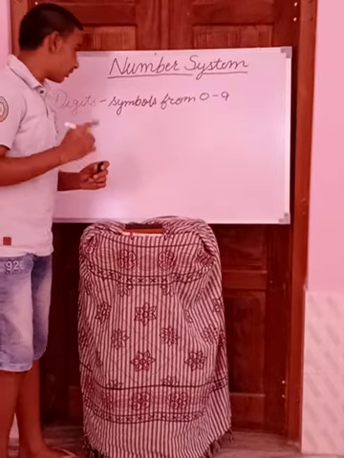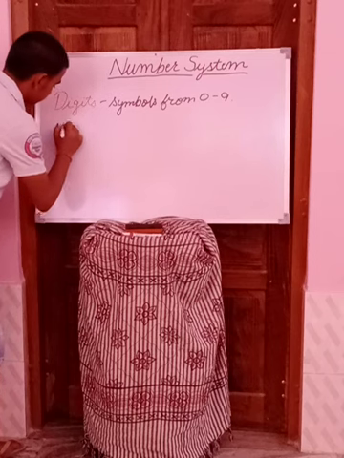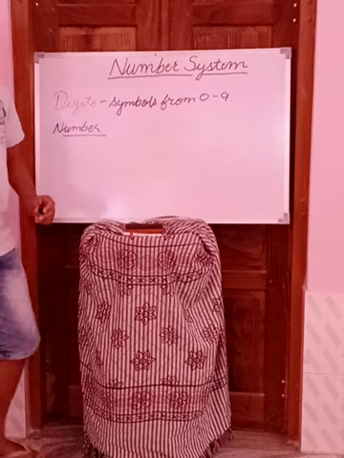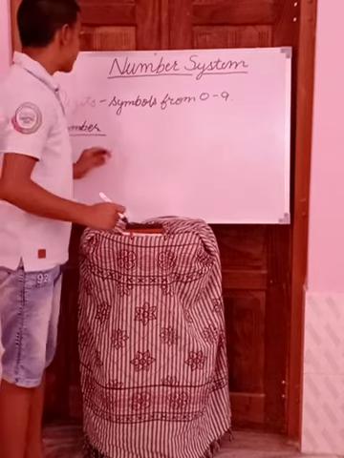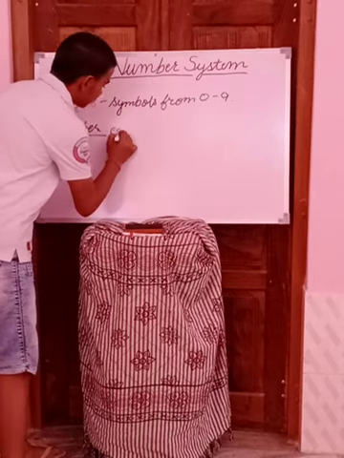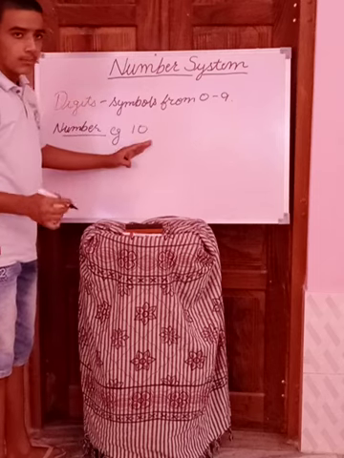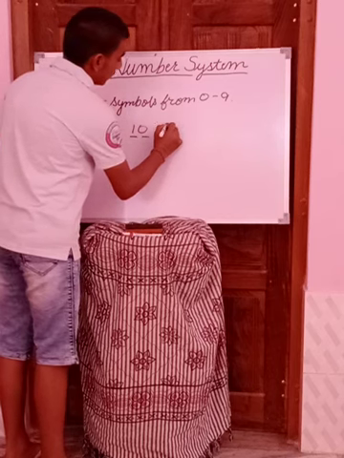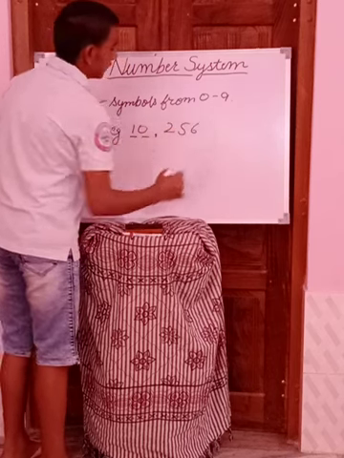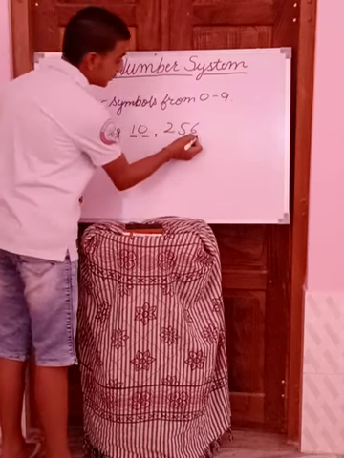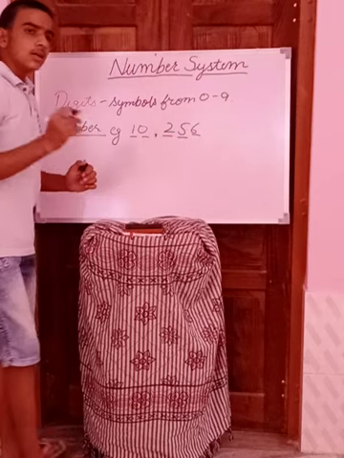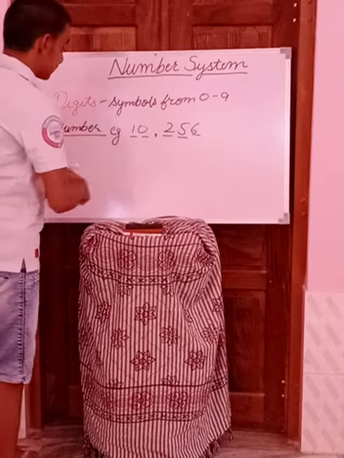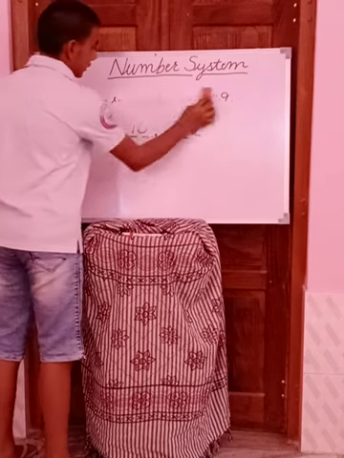So now let's discuss numbers. What are numbers? Numbers are mathematical symbols which represent the digits. Like for example, 10. This is a number because it is representing the digits 0 and 1. And let's take this. This is a number. It is representing the digits 6, 5 and 2. Means a number is that which represents the digits.